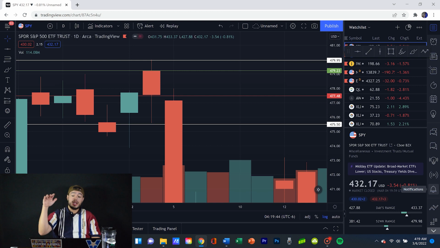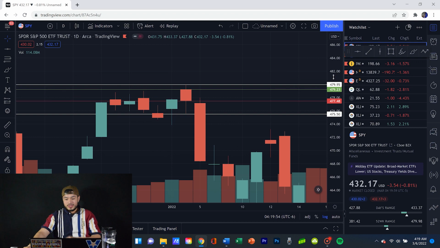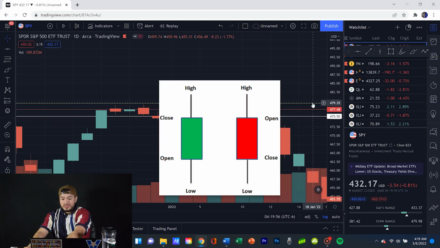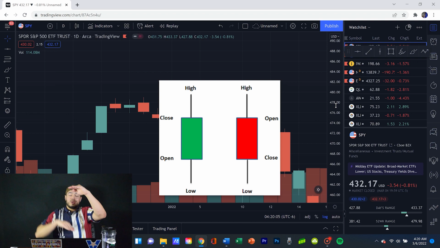So if you would have bought at the open and sold at the end of the day, you would have lost basically $2 throughout this time period. That's why those are red. So again, bullish candles are green, bearish candles are red. If you're green, your close is above your open, and if you're red, your close is below your open.